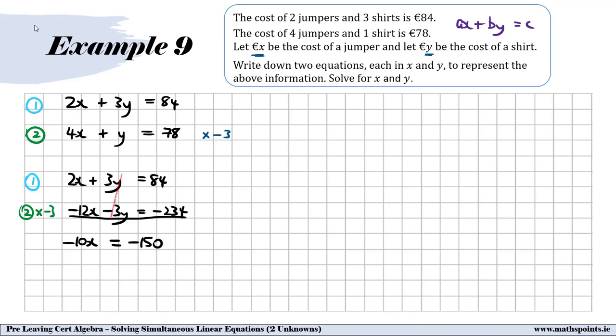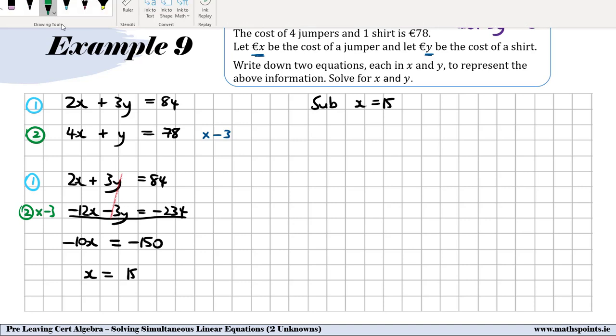If minus 10x equals minus 150, I can divide both sides by minus 10, and I get x is equal to minus 150 divided by minus 10, which is plus 15. Remember, a minus divided by a minus is a plus. Again, I can sub this value of x equals 15 into either equation 1 or equation 2. So I'm going to decide to sub it into equation 2.